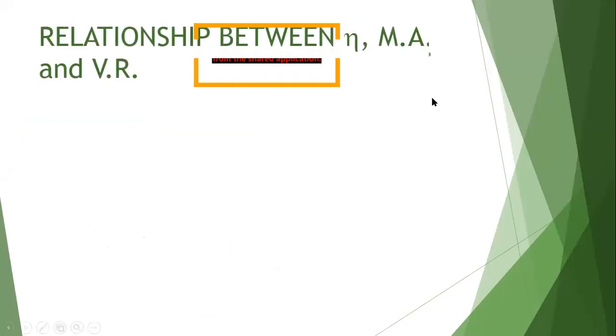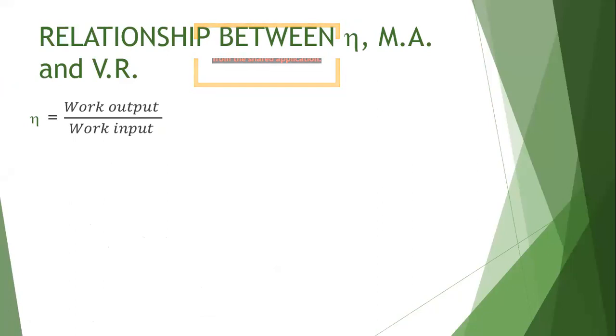So now let's talk about another very important relation, the relationship between efficiency, MA and VR. Let's look at this very interesting relationship between efficiency, MA and VR. We know what is efficiency, we know what is MA, we know what is VR, we know what is work input and work output, and we know what is load and effort. Since now we are very much familiar with the terms of machines, let's talk about what is the relation between MA, VR and efficiency.